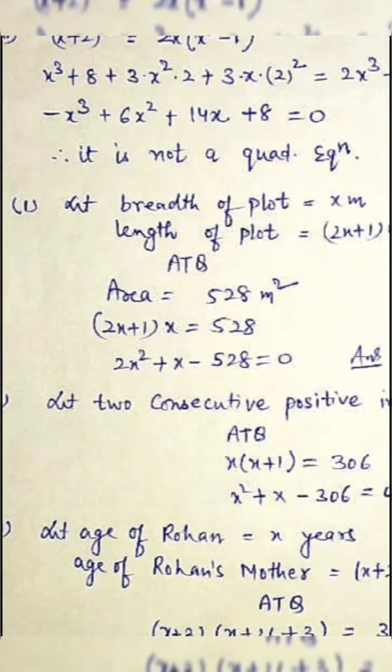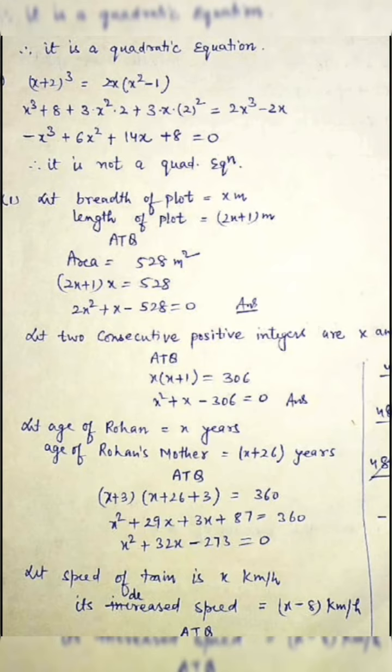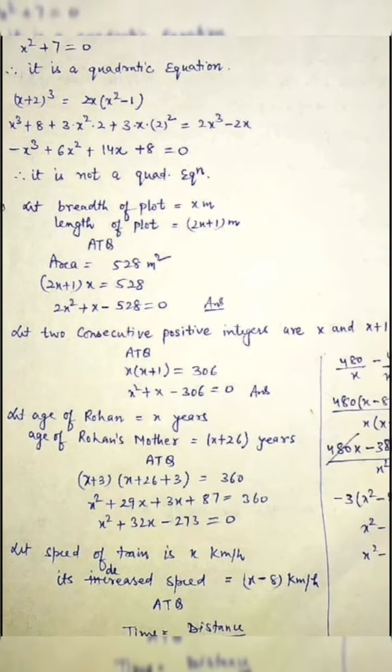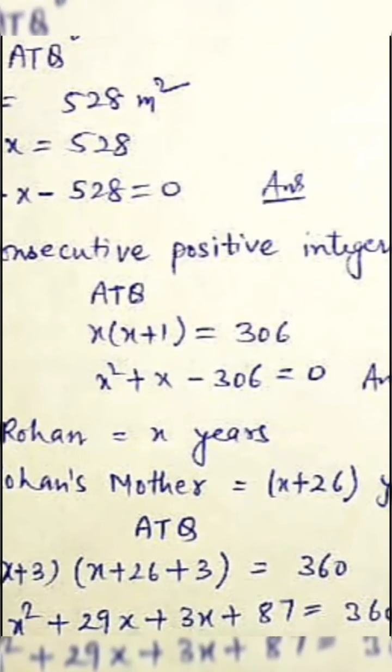Okay, now in the next part there are two consecutive positive integers, and it is given in the question the product of the two consecutive positive integers is 306. So two consecutive means one after the other, one succeeding the other. So if one consecutive positive integer be x and the other will be then x plus 1, that means according to the question you will get here x into x plus 1 is equal to 306. On solving you will get the equation.